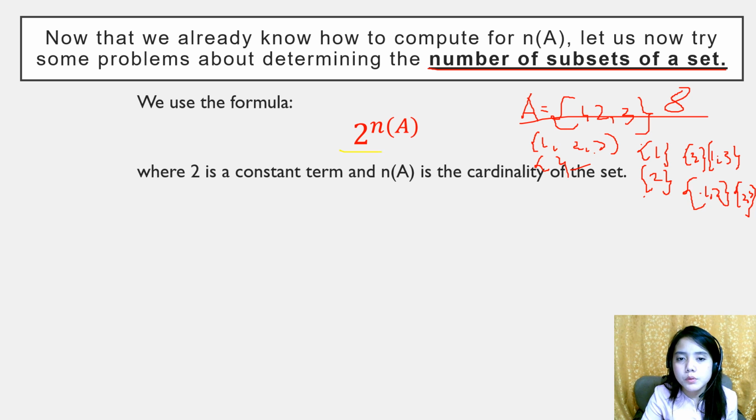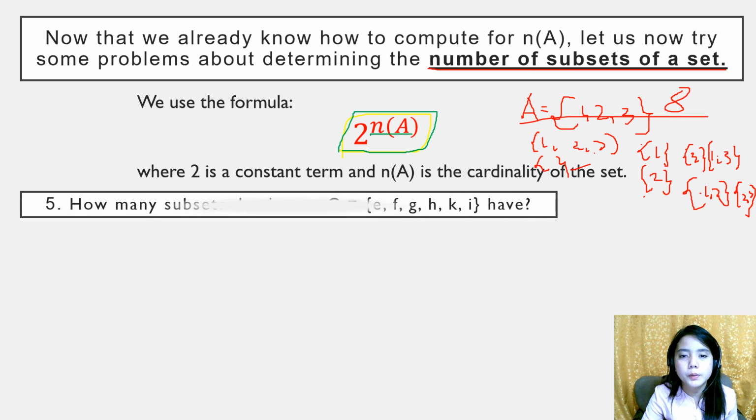So we have 2 raised to the cardinality of set, where 2 is constant. Constant meaning, diha ra gyud na siya. 2 gyud atong permi gamiton. Dili na siya pwede magbag-o, constant yan siya. Ang ato lang baghuon is the N of A. Unsa man ang N of A? Cardinality of the set. Katong pila ka buok ang element sa sulod sa ato ang set.